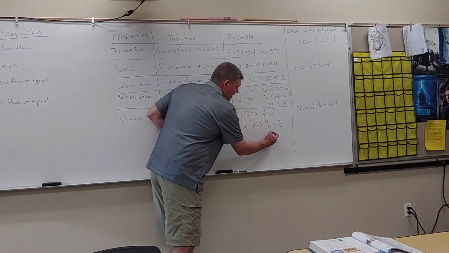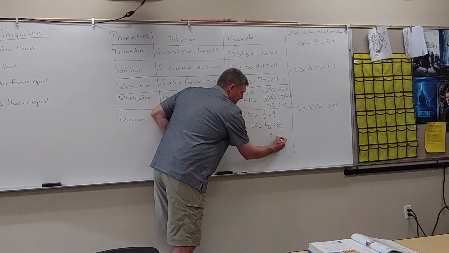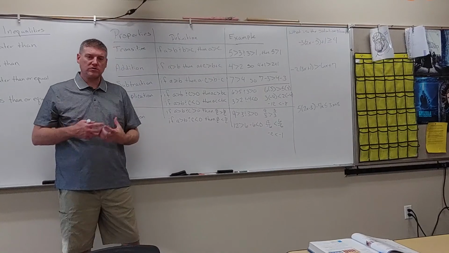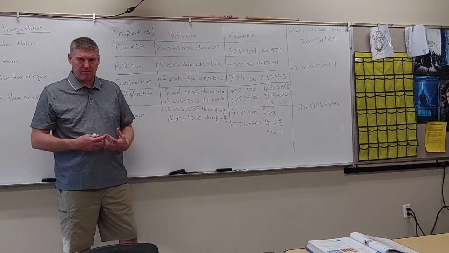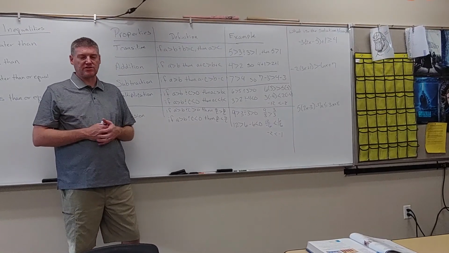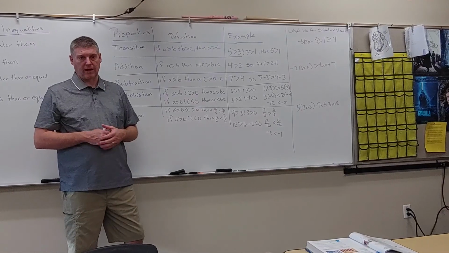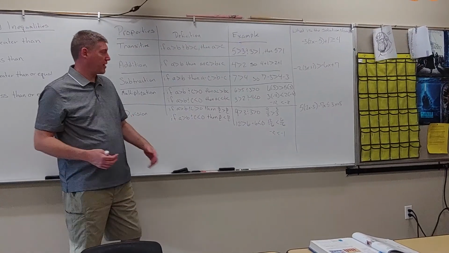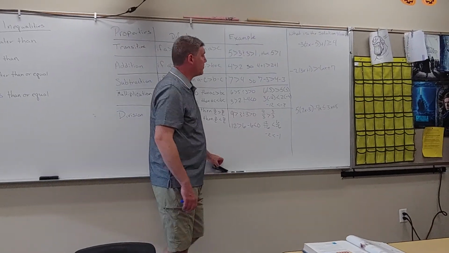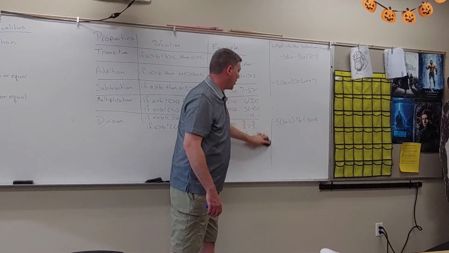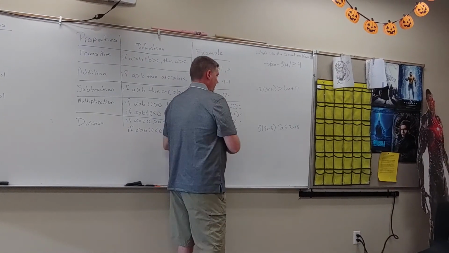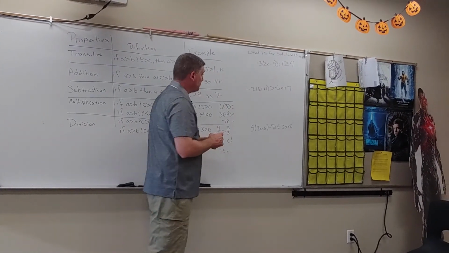So this over here gives us negative 2 is less than negative 1. That's a true statement. So when you're multiplying or dividing by a negative number, you're going to change the direction of the inequality. Okay? So if it's greater than, it becomes less than. If it's less than or equal to, it becomes greater than or equal to. Okay? So we're going to look at solving inequalities now and graphing them.